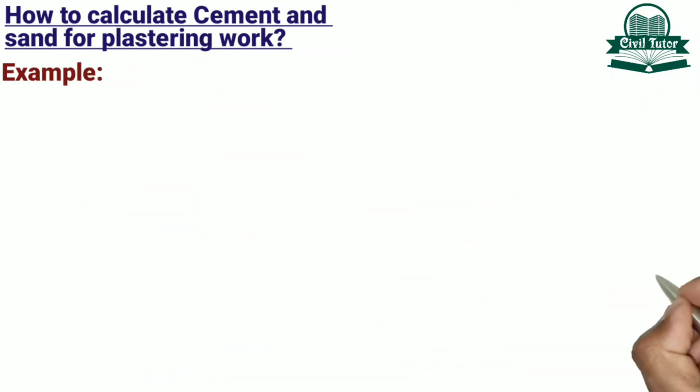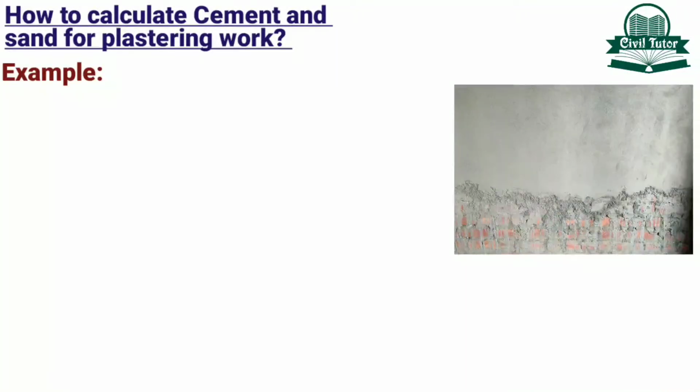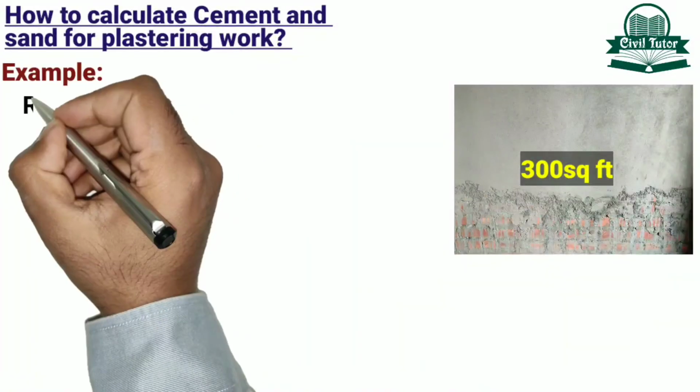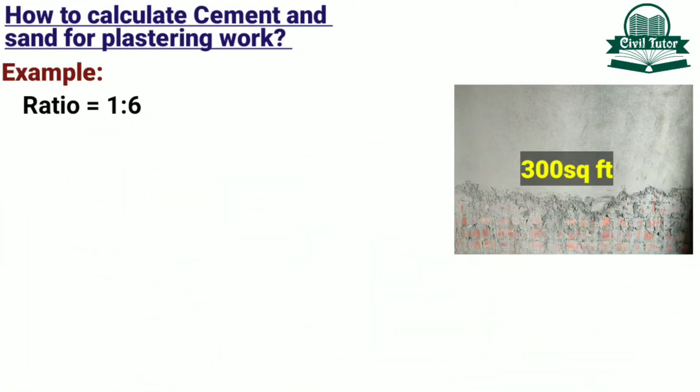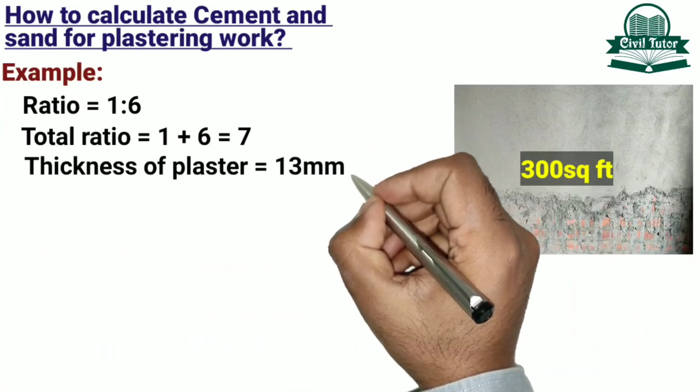Let's quote an example in order to illustrate the method of calculating the quantity of materials required for plastering work. Suppose we need to plaster a wall of area 300 square feet. The ratio for wall plaster is taken as 1:6. Total ratio will be 1 plus 6 equal to 7. And let's use the thickness of plaster as 13 mm.